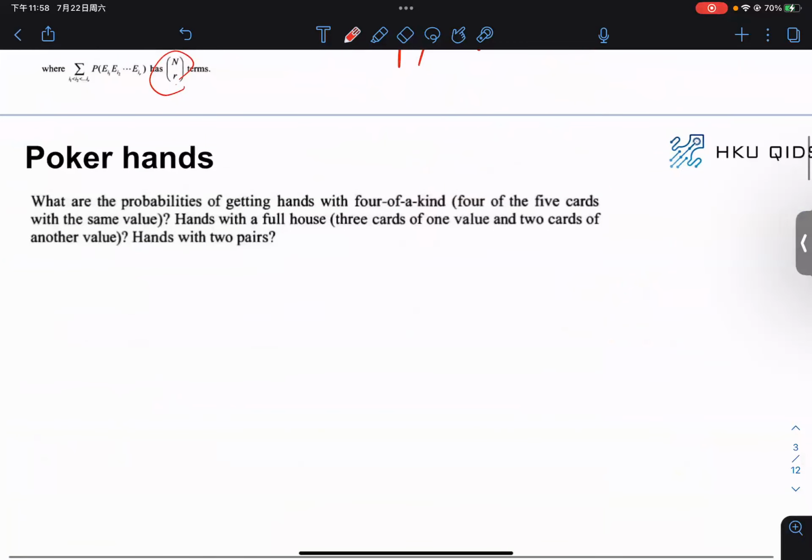Now let's come to our sample questions today. The first question, poker hands. What are the probabilities of getting hands with four of a kind, four of the five cards with the same value, hands with a full house, and hands with two pairs? First of all, poker in English doesn't mean 斗地主 or any other kind of poker games in China. Poker only means Texas Hold'em, the most famous card game in the world. And it is also a kind of after-school activity for all the quant analysts.